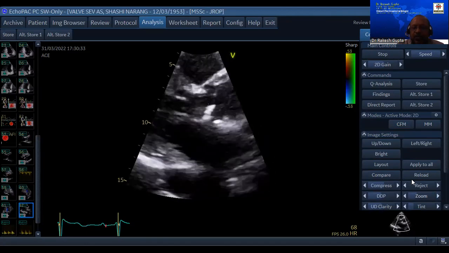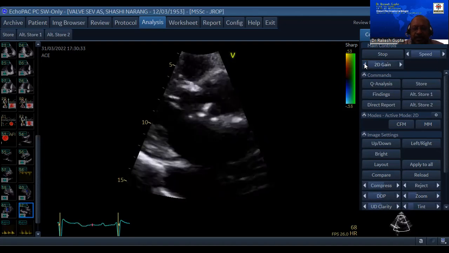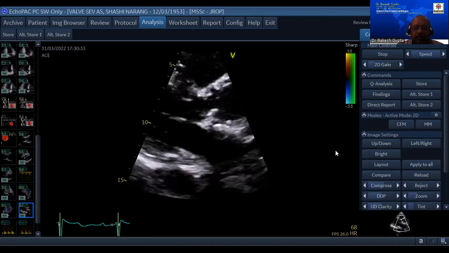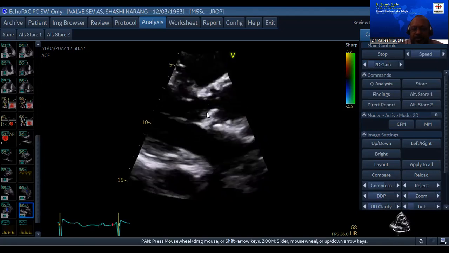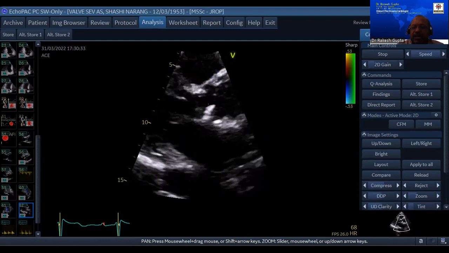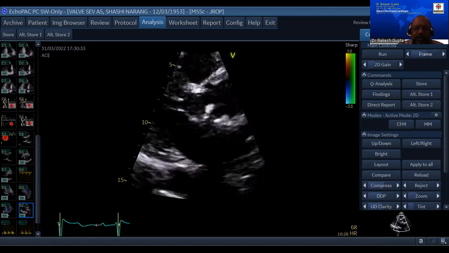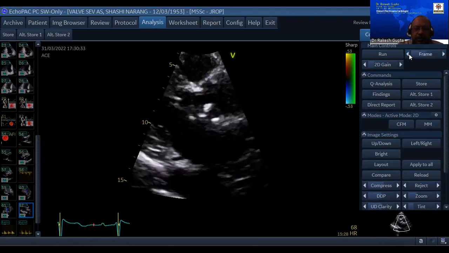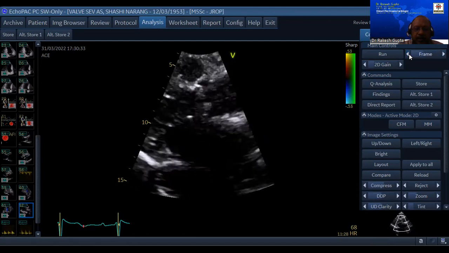Now you can see a very good opening of the aortic valve leaflets. I'm going to reduce the gain a little bit. Can you see this right coronary cusp moving over here? The non-coronary cusp has got a lot of calcium in it. So let me freeze, stop, then move frame by frame. Great.